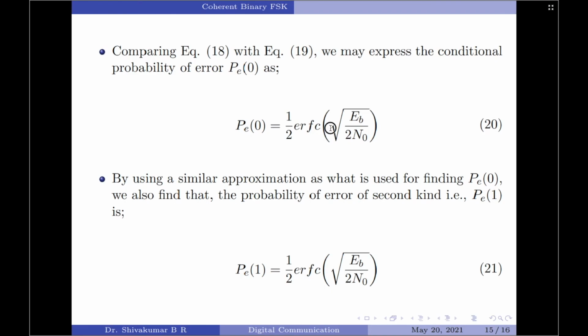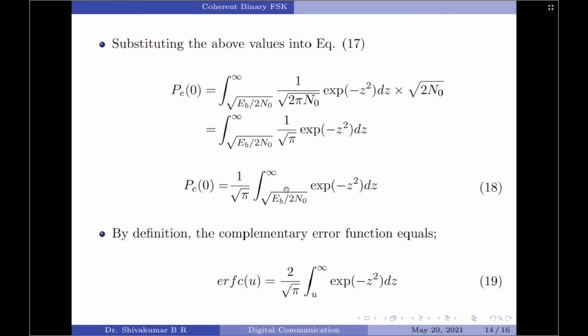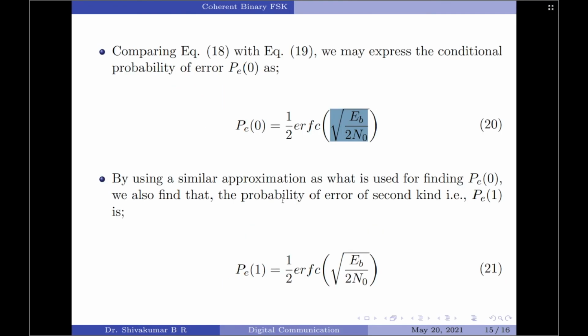Now, it is quite easy. All you need to write inside the brackets here is the lower limit of the integral before you compare it with the ERFC function. Right. So, this is the final expression for the probability of error of the first kind. Now, by using a very similar approximation, you will find the probability of error of second kind, which is Pe of 1, also to be exactly equal.